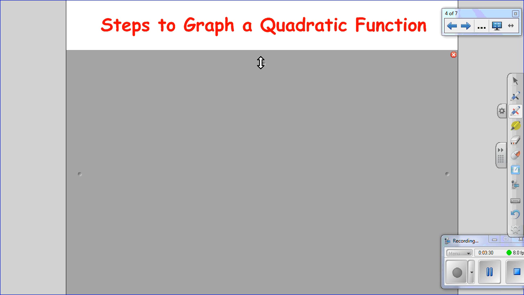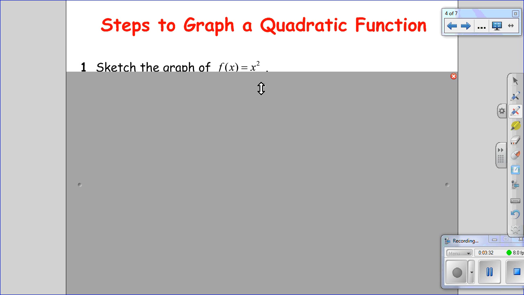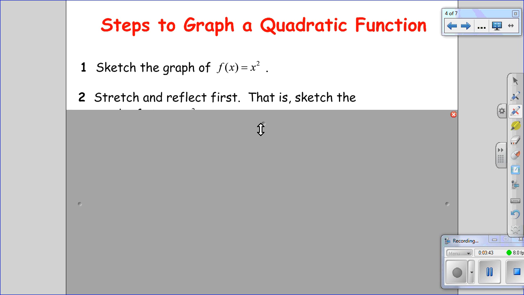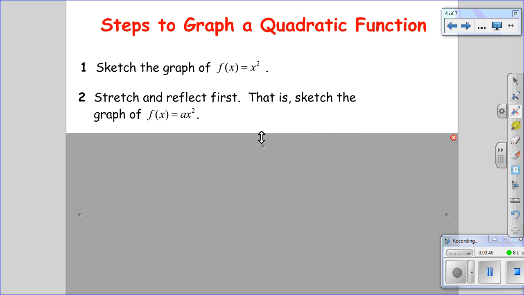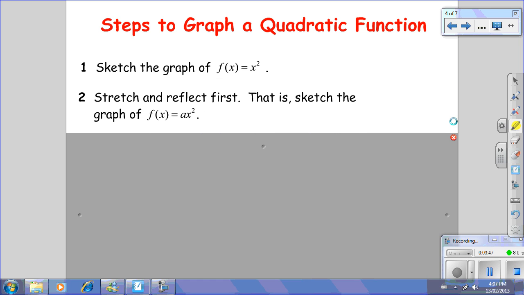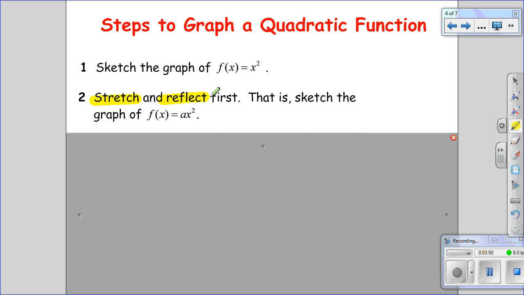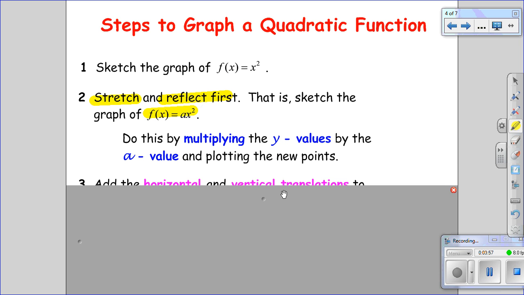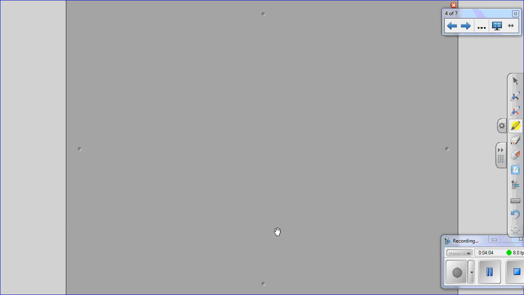How does all of that help us? It's going to help us graph quadratic functions when there are multiple transformations. So the first thing I would suggest you do is graph the base graph or parent graph, f of x equals x squared. Just like you do with sports, you always stretch and reflect first. So you're going to sketch f of x is a x squared. In order to do that, we already discovered that we multiply the y values by the a value and plot the new point. Then we do our vertical and horizontal translations.